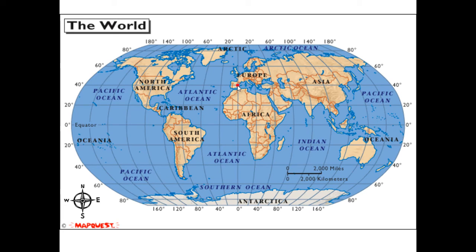So here I am at the prime meridian. I know to get to this point right here, I have to travel west, and each line is worth 20 degrees. So this is 20 degrees, this is 40 degrees, this is 60 degrees, this is 80 degrees west. 40 degrees north by 80 degrees west.